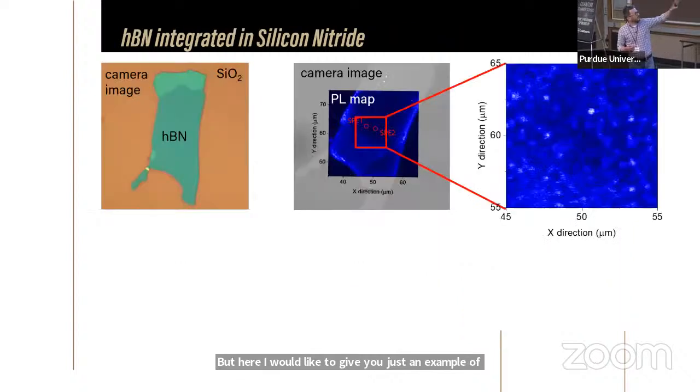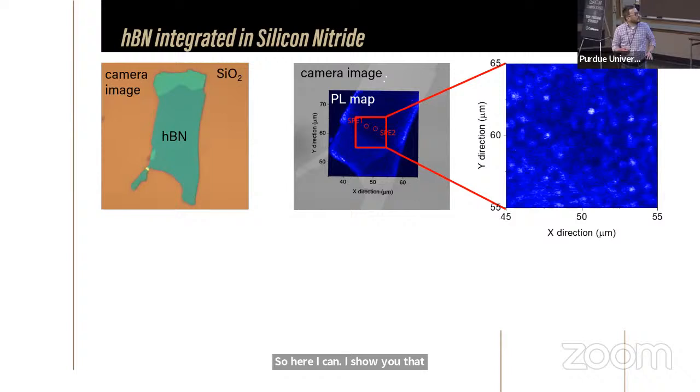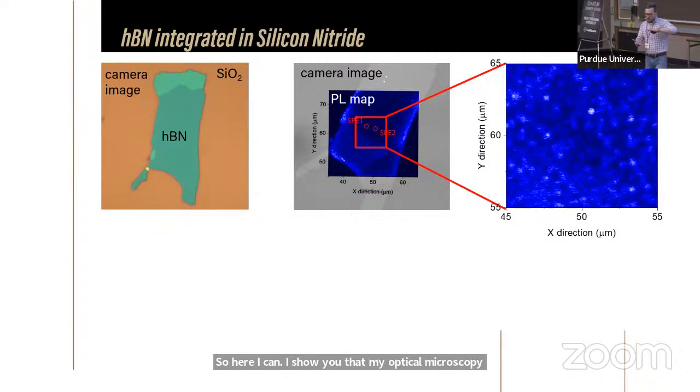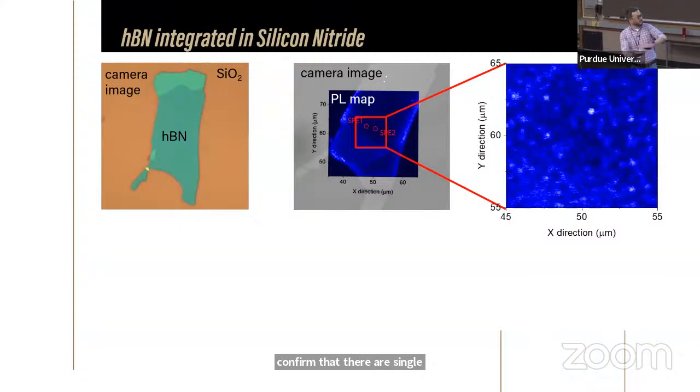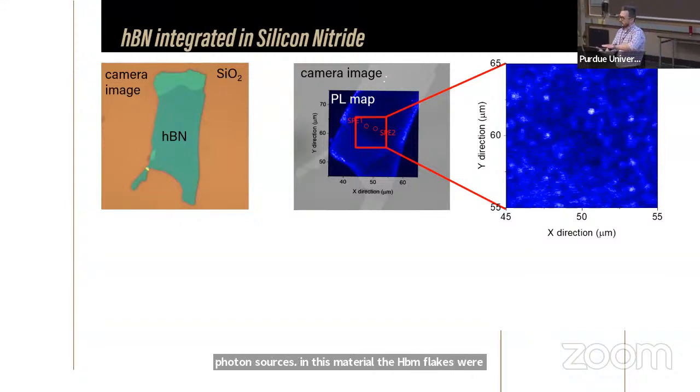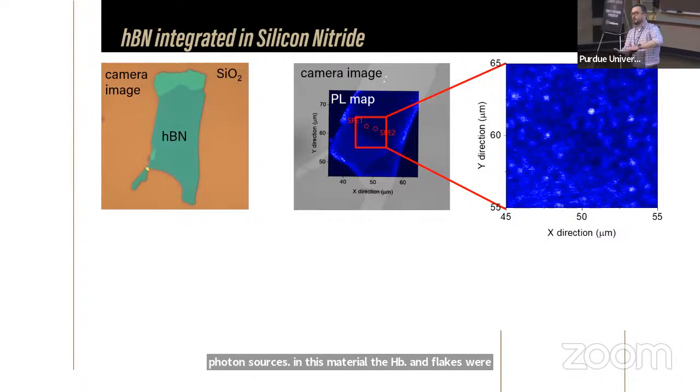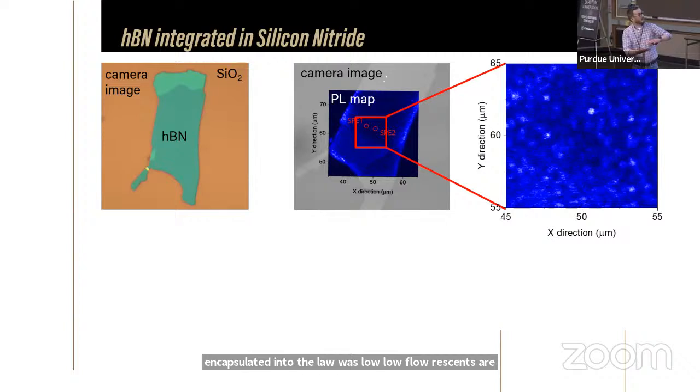So here I show you my optical microscopy image of the hBN on a silicon dioxide substrate, which was thermally annealed to activate quantum emitters. Once we confirmed that there are single photon sources in this material, the hBN flakes were encapsulated into the low fluorescence silicon nitride. And then we again probed the photophysical properties of these emitters.